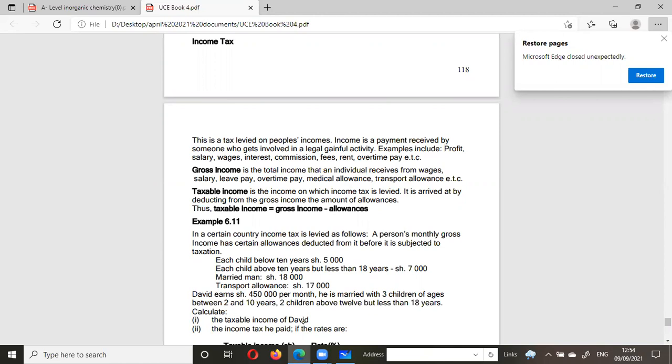The income is a payment received by someone who gets involved in legal gainful activity. When I say legal, legal means government things. Legal gainful activity, including profit and loss, wages, all those. So the gross income is the total income that an individual receives from wages or salary. When I say a wage, what is a wage?